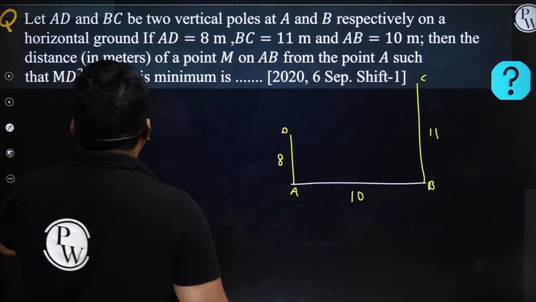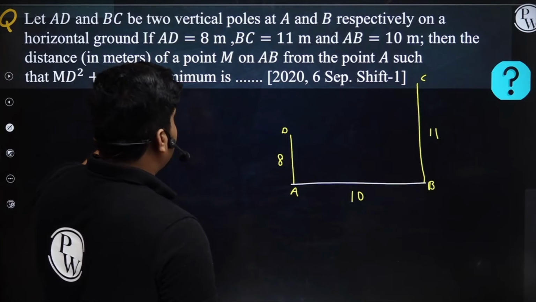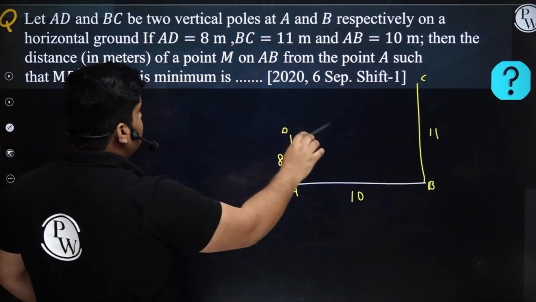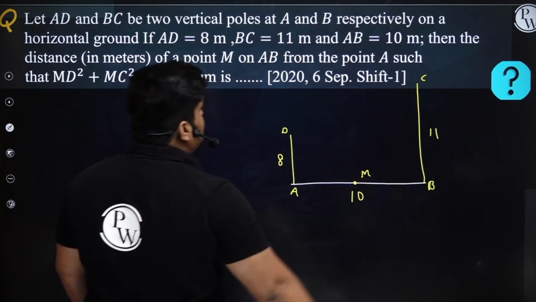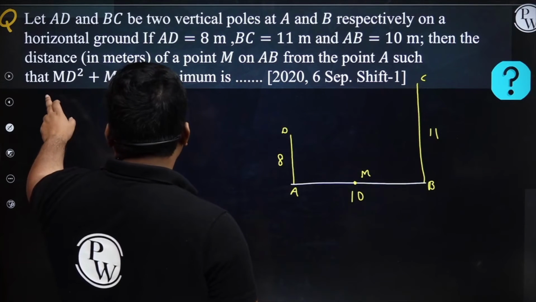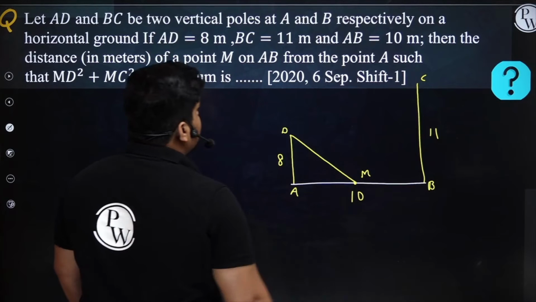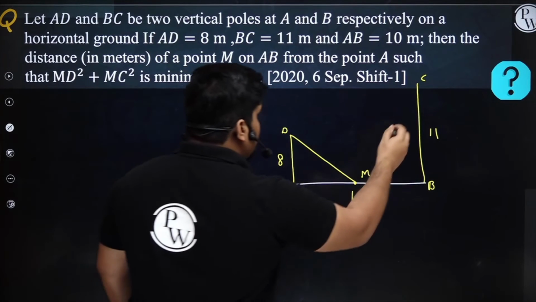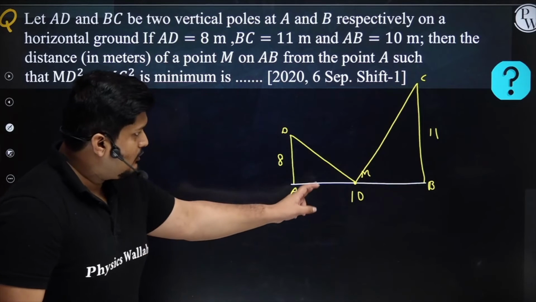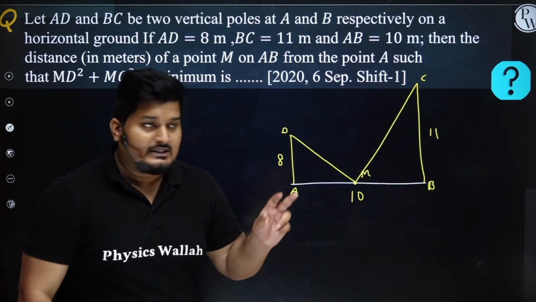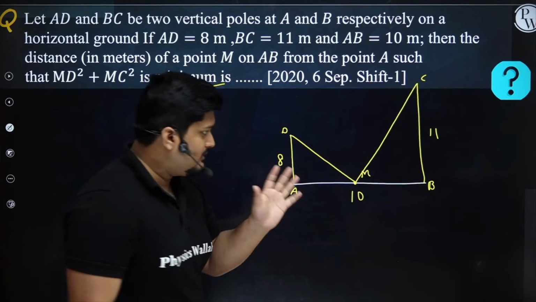Very nice. Then the distance of a point M on AB from the point A says that MD square plus MC square is the minimum. Now this is also something new. MD square plus MC square is what? Minimum. Let's find out what is this MD square plus MC square.